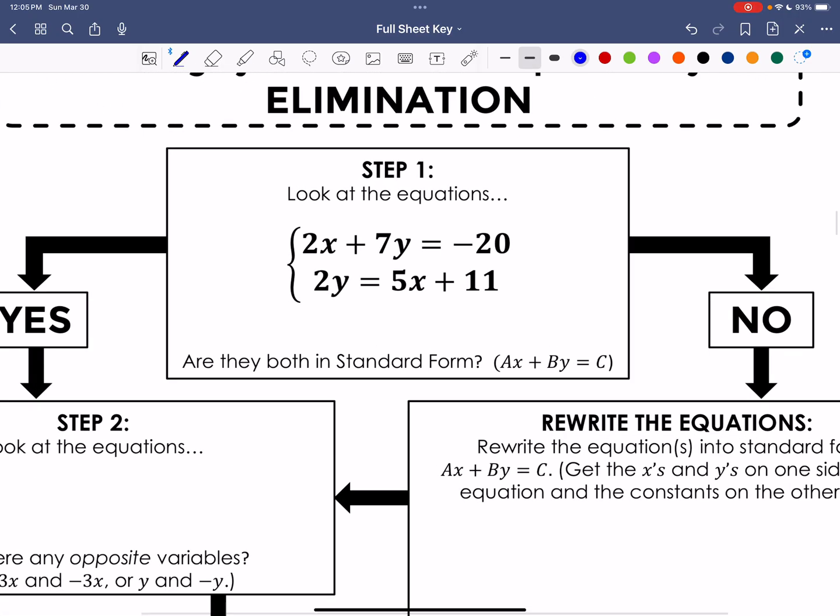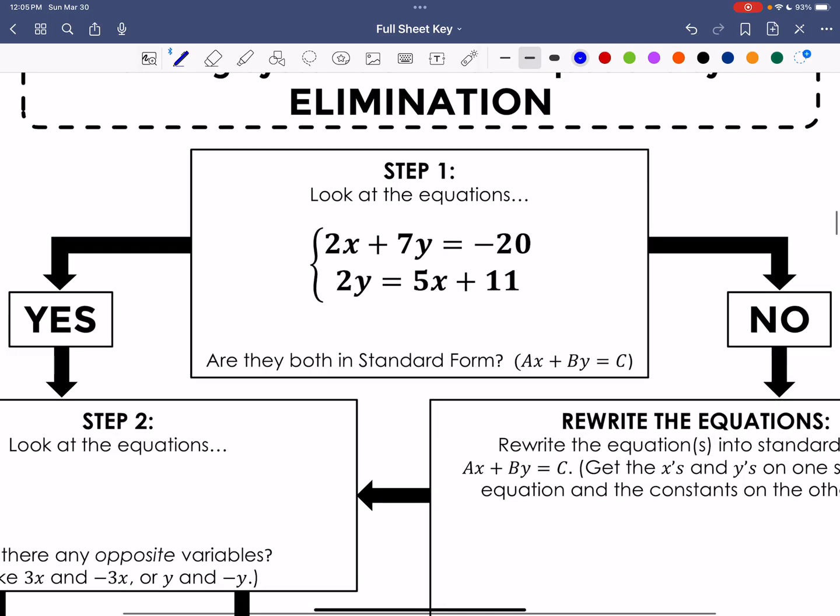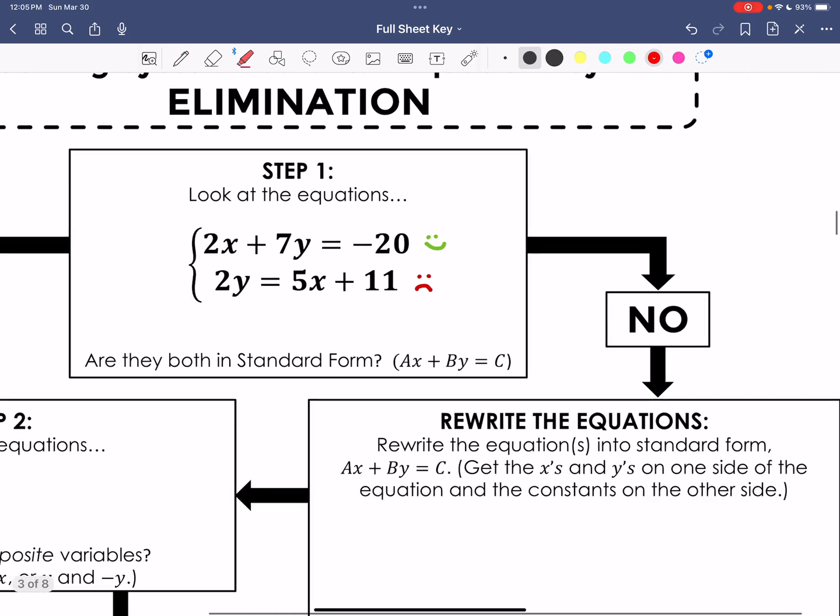Here is our system and assessing to see if both equations are in standard form. The top one is x's and y's are together on one side, the constant is on the other, but the second equation, not in standard form. So we need to go down the no-go side once again. Nope, they are not both in standard form.